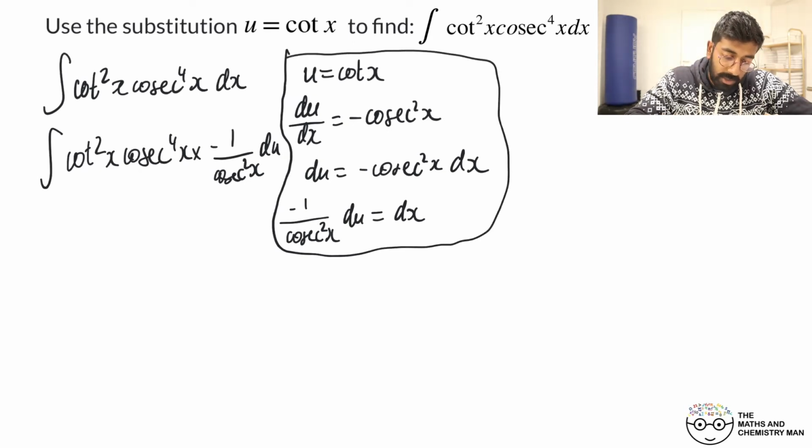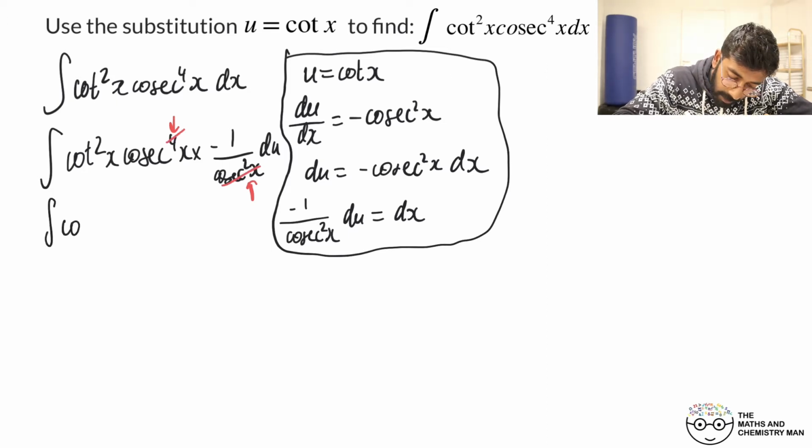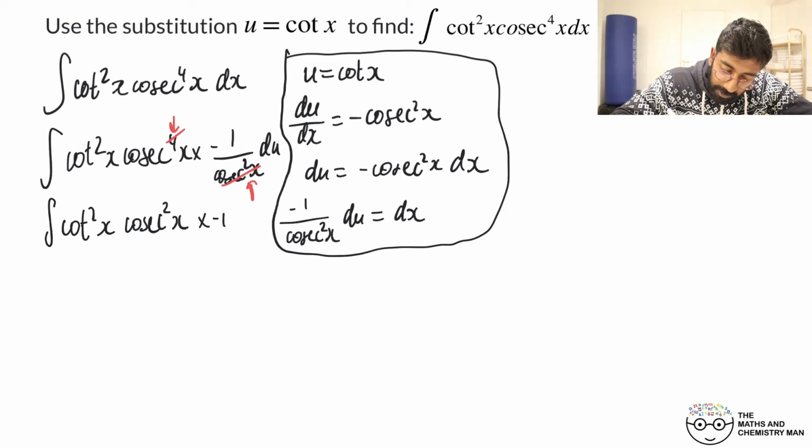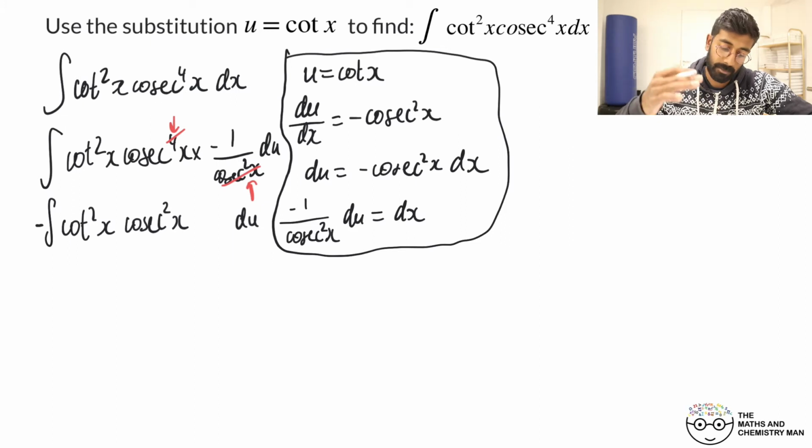Now what can we see? We can see we can do some cancelling. So we've got cosec to the 4 over here, and we're dividing by cosec squared. So if we cancel those, what are we left with? We're just left with cot squared x and then cosec squared x multiplied by minus 1 and du. Now the best thing would be to get that minus 1, take it outside of the integral, right? So I'm going to get rid of it, and I'm going to write it like that, with the minus on the outside. Perfect.